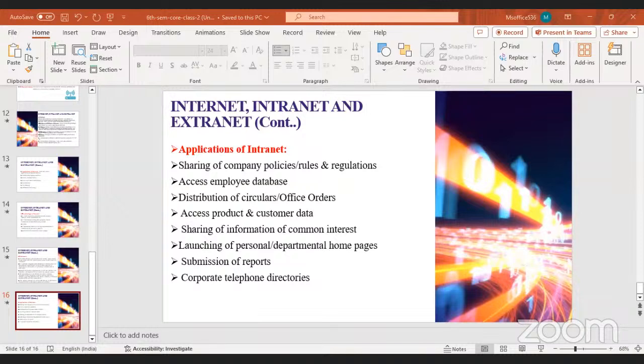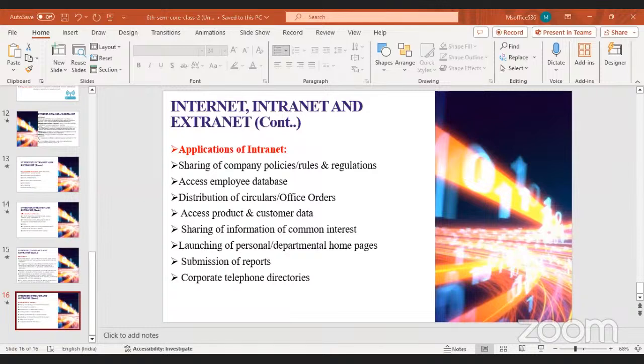Extranet, for example, in an educational institute, the data which is going to be accessible for the parents. Take our university example: fee payments and registrations, you are accessing the resource from the university. You are connected to that server. The sharing of information is there not only within the university, it will also be there outside. That is called extranet.